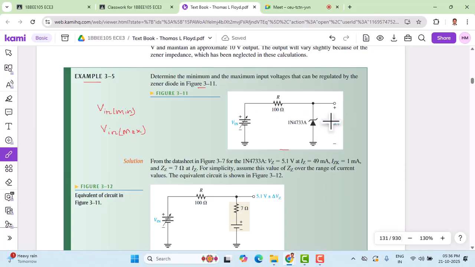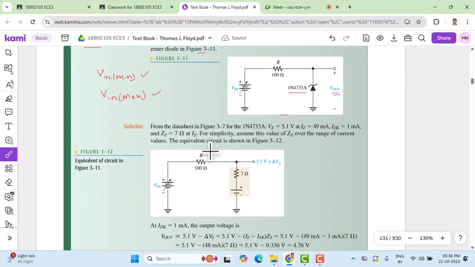So in order to maintain the output voltage Vout of this commercial Zener diode 1N4733A, to what extent can the input voltage vary? That means we should calculate the minimum input voltage and the maximum input voltage here. Let's work out this problem. Let's go through the data sheet of this 1N4733A. This is a commercial Zener diode, and VZ of this is going to be 5.1 volts.